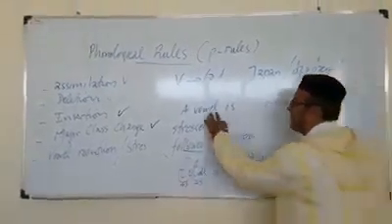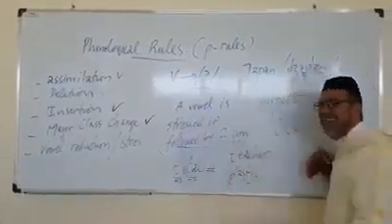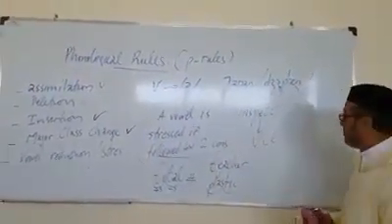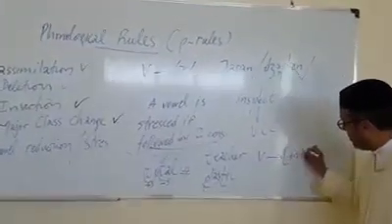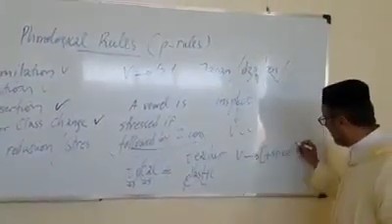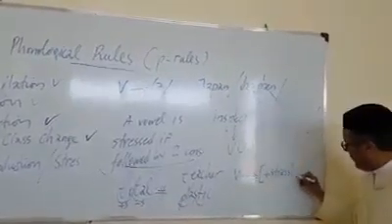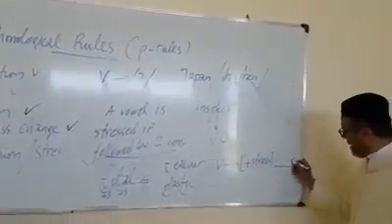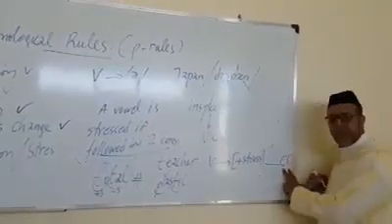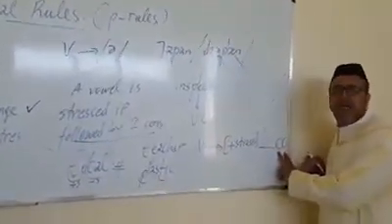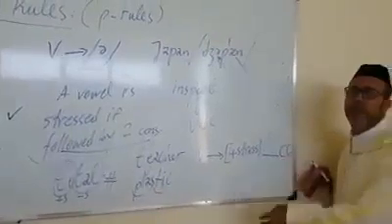So the rule is this: a vowel is stressed if followed by two consonants. So we'll do this, okay? Vowel becomes plus stress if it is here and followed by two consonants, as simple as that. So this is a piece of paper.